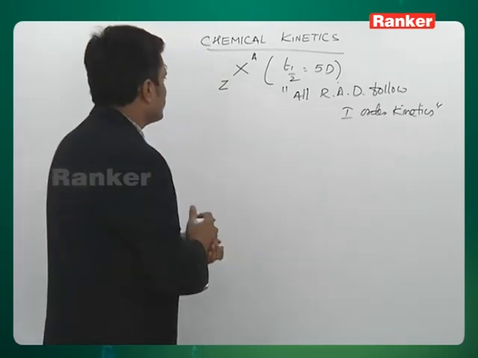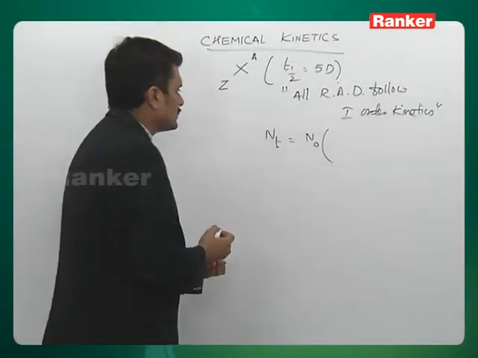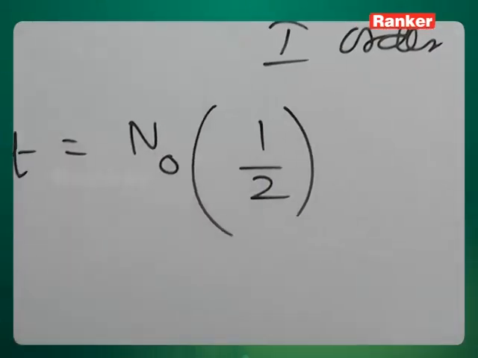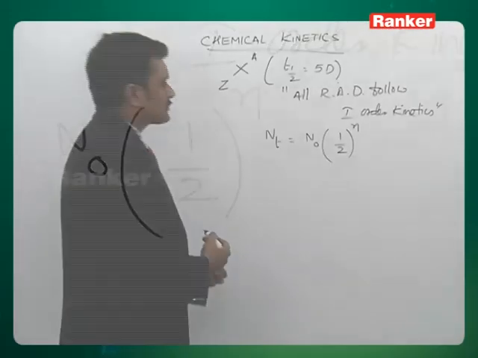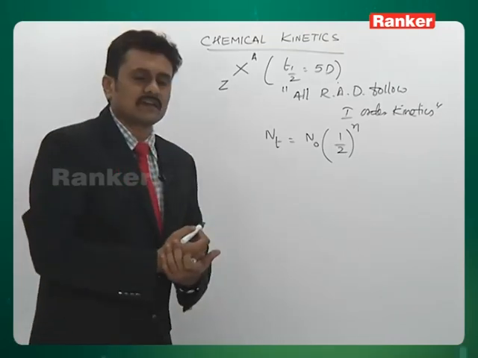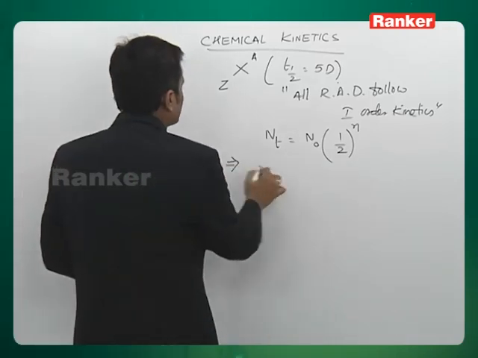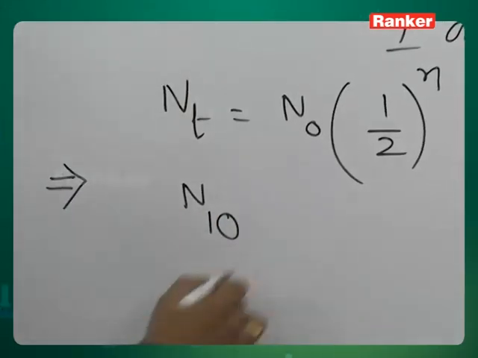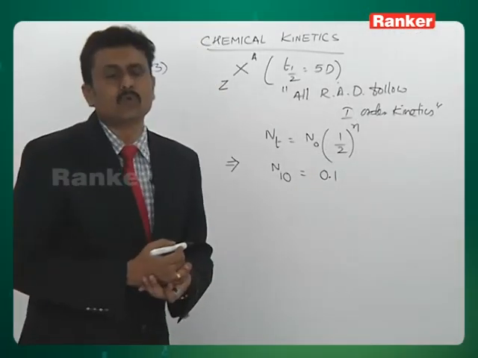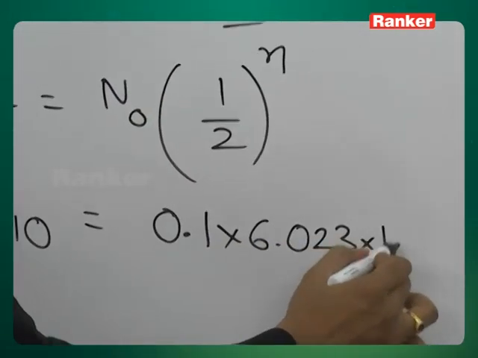What I mean to say is that the number of atoms remaining after n number of half-lives is equal to the initial number of nuclides into 1/2 whole power number of half-lives. So we are going to use this simple formula to find the number of nuclides that are remaining after n number of half-lives. So I am going to find out the number of nuclides remaining after 10 days, which is equal to the initial nuclides, which is given to us as 0.1 gram atom. I mean to say 0.1 mole, or 0.1 into Avogadro number many atoms have been taken initially.